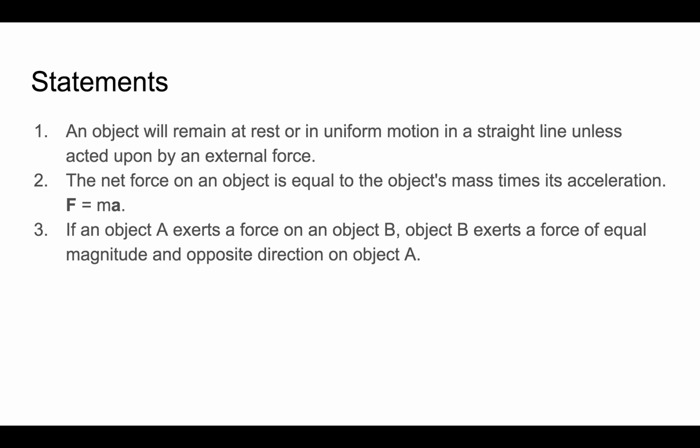Newton's first law states that an object will remain at rest or in uniform motion in a straight line unless acted upon by an external force. His second law states that the net force on an object is equal to the object's mass times its acceleration, or that F equals ma, where F is a vector and a is also a vector. And his third law states that if an object A exerts a force on an object B, then B exerts a force of equal magnitude and opposite direction on object A.